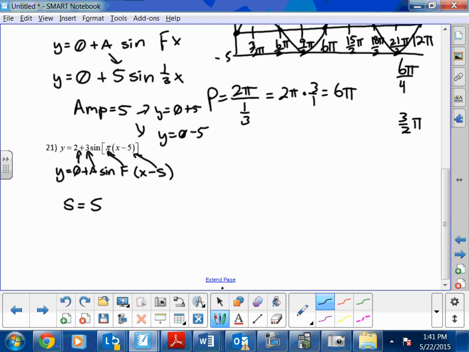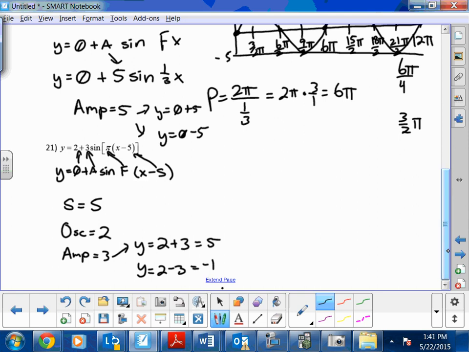Now, apart from that, we are going to have an oscillation point. Oscillation is going to be 2. And then from there, my amplitude is 3. Now this gets affected in the sense that now we have 2 plus 3. So we'll have a line at y equals 5. And then we'll also have a line at 2 minus 3. So we'll have a line also at negative 1. So y equals negative 1. So we're going to draw both those lines as well. And that gives you an idea of how big it's going to grow.